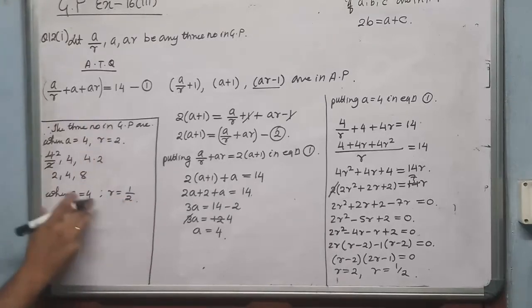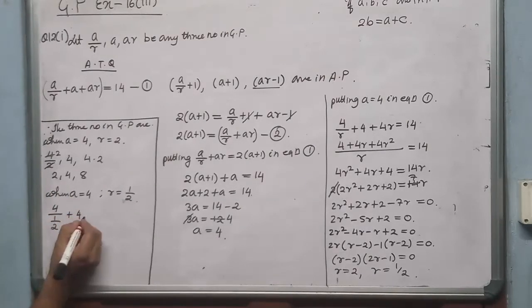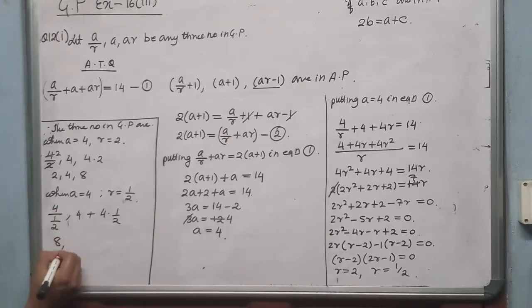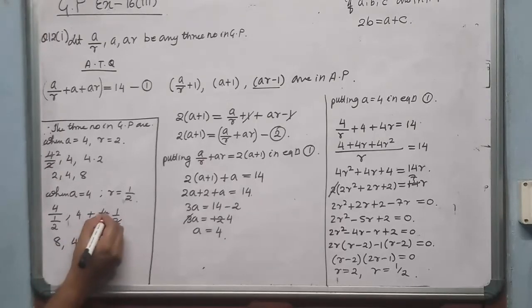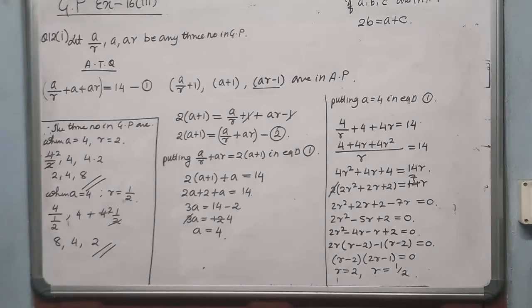The final answer I am doing over here. A is 4, R equals 1 by 2. Then this will be 4 by half, plus 4, plus 4 into half. 4 2s are 8, 4, 2. These are the three numbers. We already discussed this kind of question. Today I did lots of important questions. All the sums are important. Hope you understand these sums.